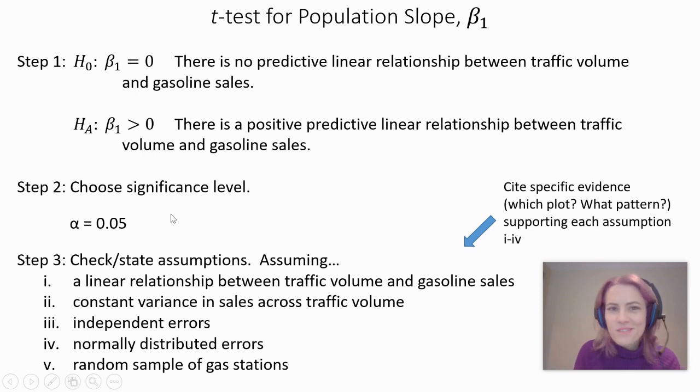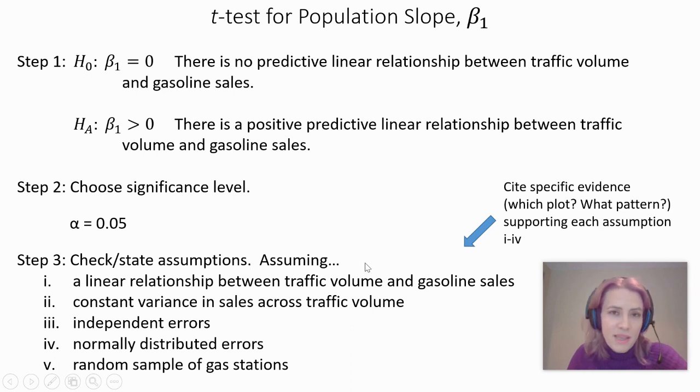Based on the risk of a type 1 error, the risk of a type 2 error. In this case, I'll just use 5%. And then step 3 is really where our assumptions would go. Now, we checked these in the previous video, but just to remind you what they were, these 5 things right here.